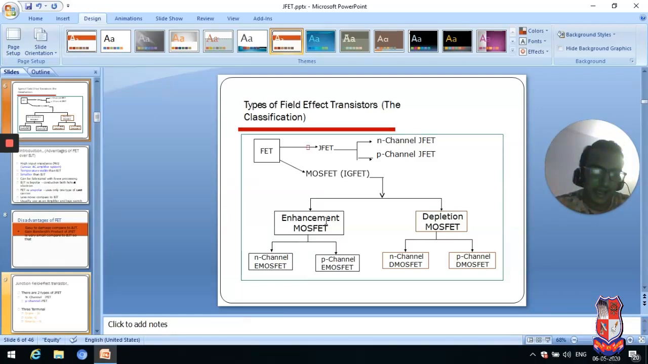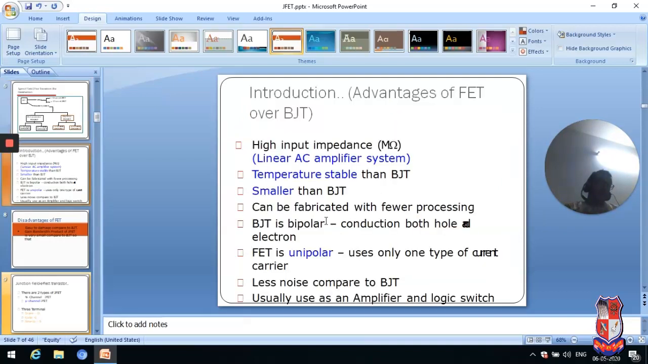Now see, the classification of the field effect transistor: N channel JFET, P channel JFET, enhancement MOSFET, depletion MOSFET. See, this is the classification. I will explain all the concepts in detail. Don't worry regarding that. Now, next, advantage of FET over the BJT. Advantage of FET over the BJT means what? High input impedance, low output impedance.